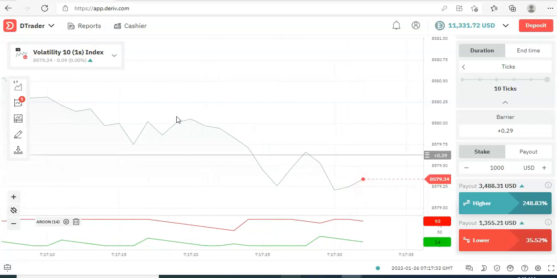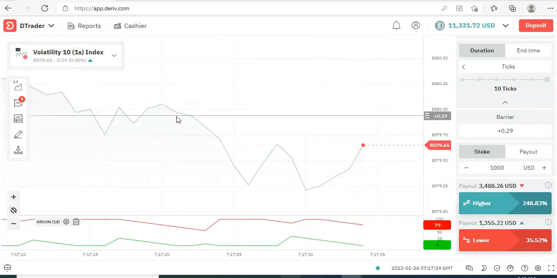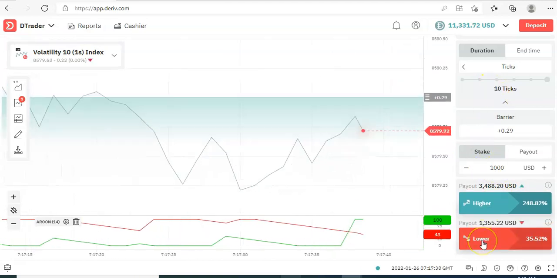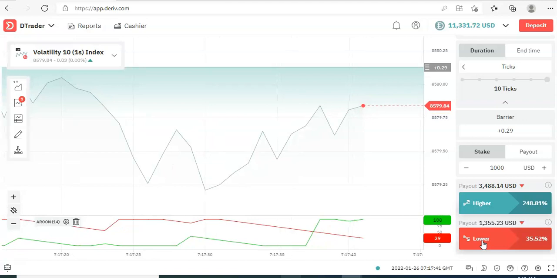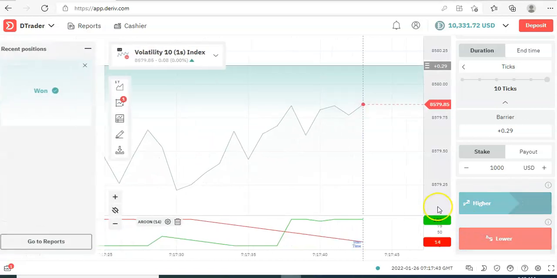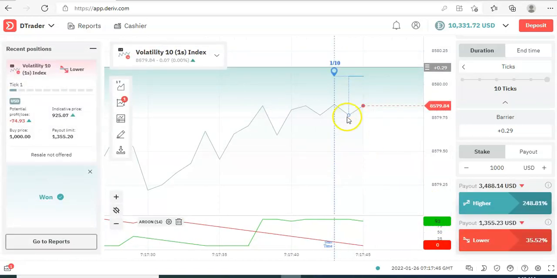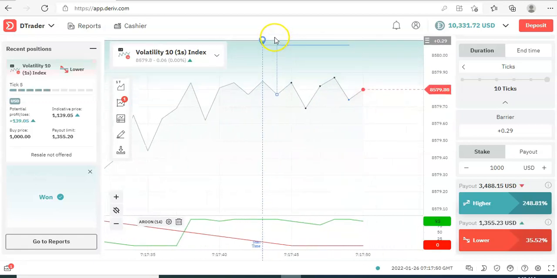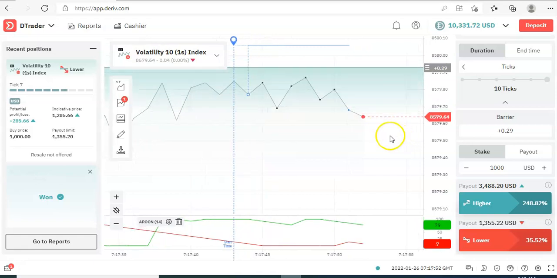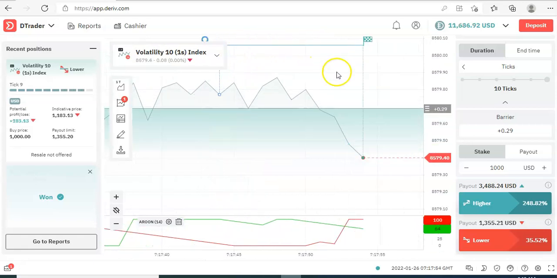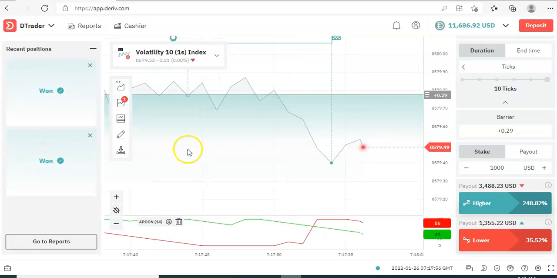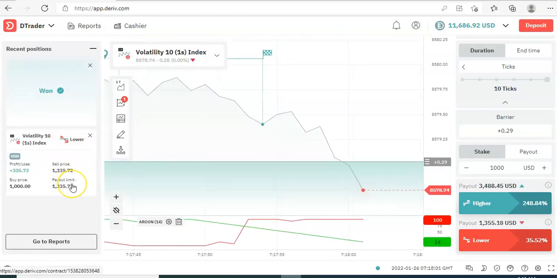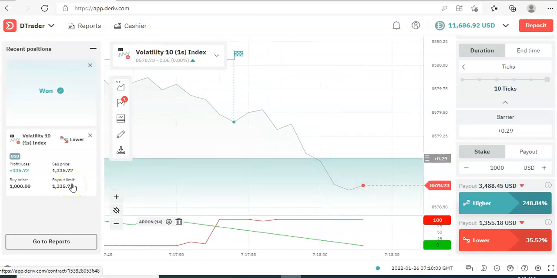So let's say I've made a decision, I want to make things happen now, and I'm ready to enter my trade. What I'm going to do is just click on the lower for this example. So there is my entry point, and now the barrier point is here. We are saying that the price is going to be lower than the barrier point at 10 ticks. As you can see there, I have actually won this trade. That's why you can see my balance has increased.